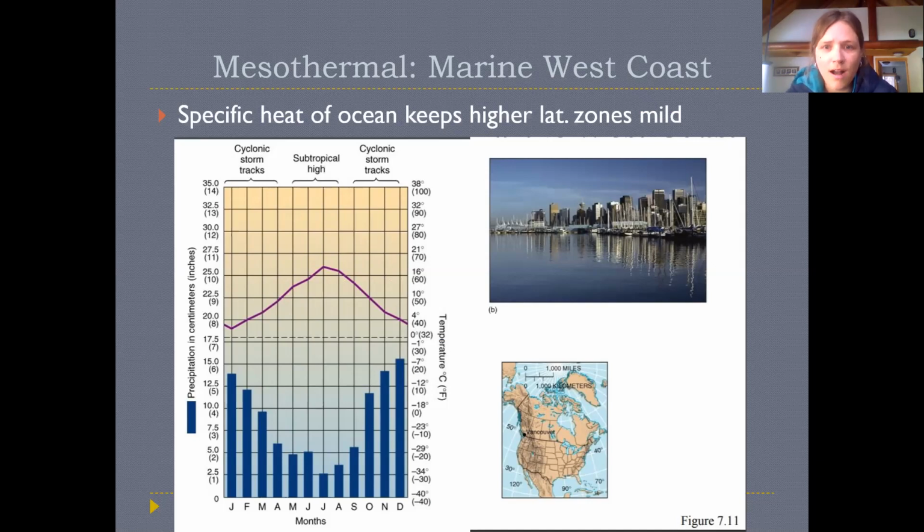So this is a picture of the Seattle area. Or no, sorry, this is a picture of Vancouver, which is very close to the Seattle area in British Columbia.